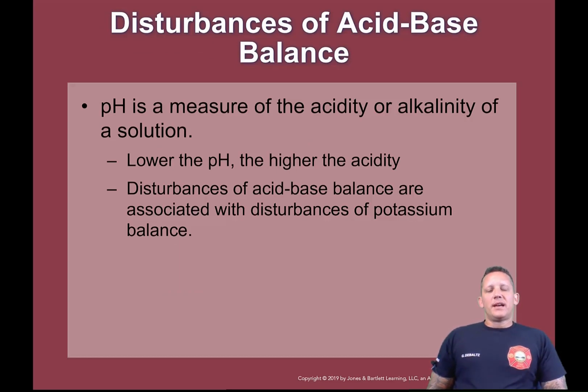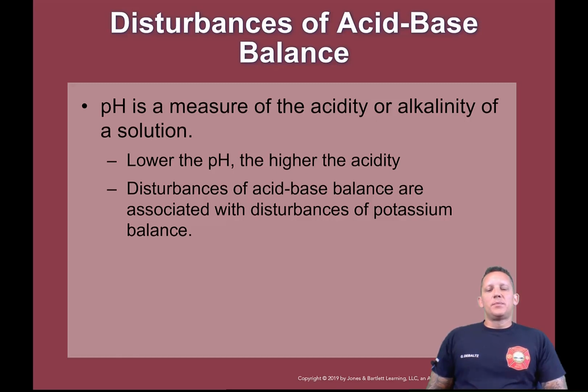pH, for those of you that haven't had the joy of a chemistry class yet, is a measure of the acidity or alkalinity of a solution. Remember that this is basically a scale of 0 to 14, with 7.0 being neutral. The lower the pH, the higher the acidity, and the higher the pH, the more alkaline it is.